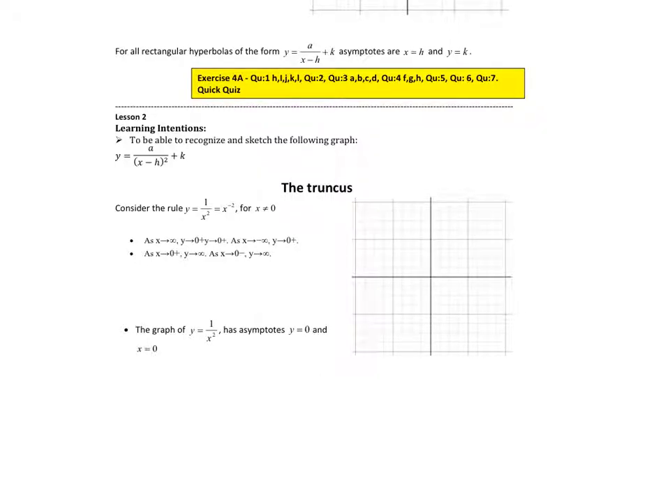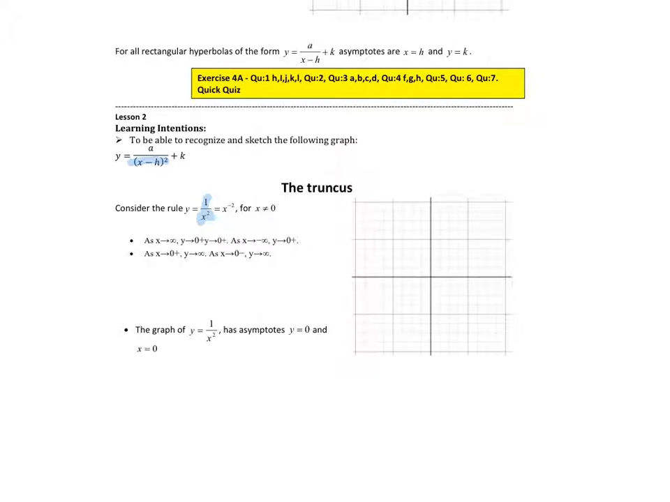Okay, so now we're going to have a look at the second graph. It's called a truncus graph. If you have a look at the format of it, it looks very similar to a hyperbola. It's a 1 over x kind of graph, except this time it's 1 over x squared. If you think about what x squared does, whatever value we put in, we're always going to get a positive answer.